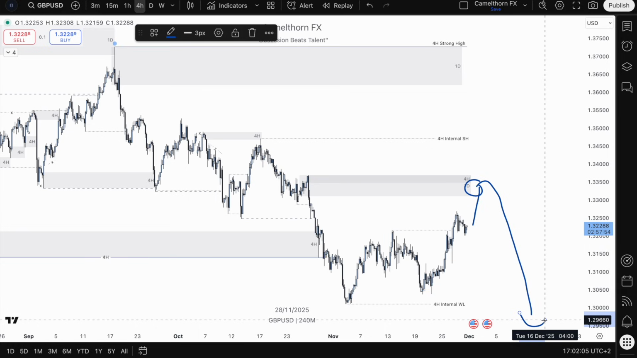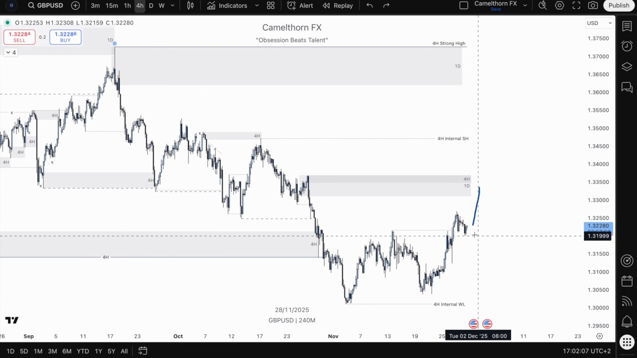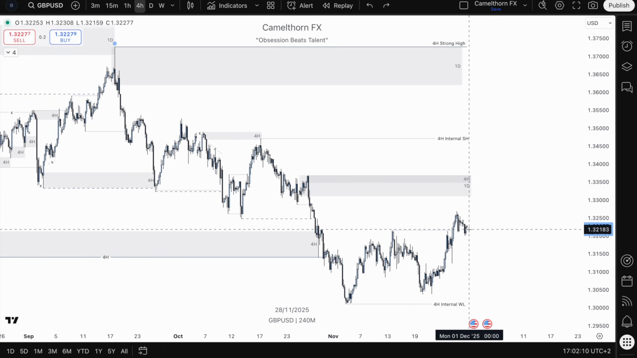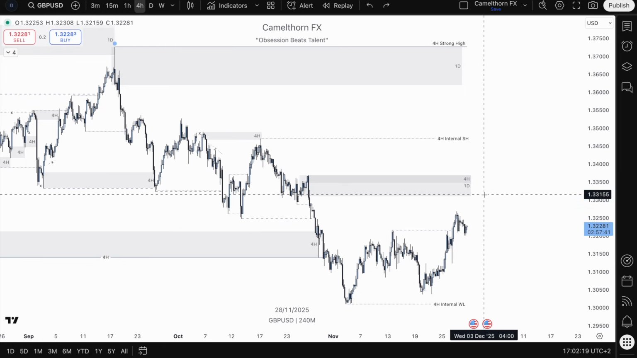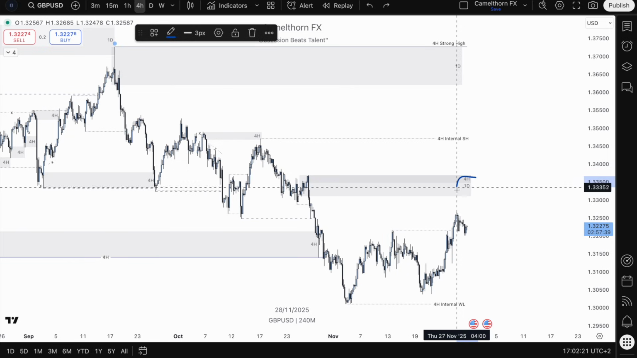Now, that does not mean that you will 100% get valid buying opportunities up towards this daily supply. It does not mean that you will 100% get valid selling opportunities from this daily supply zone, but this is the process of, number one, identifying what direction to trade in, and then identifying potential areas to trade from, which is two of the most important aspects of every trading plan and of every trading approach.